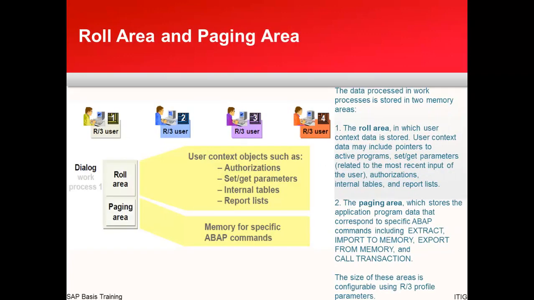Okay, now the role area and the paging area. The role area basically holds the user context objects such as authorization, SET or GET parameters, internal tables, and report lists. The paging area is memory especially for specific ABAP commands. The paging area stores the application program data that corresponds to specific ABAP programs including extract, import to memory, export from memory, and call transaction. The size of these areas is configurable using R3 profile parameters.